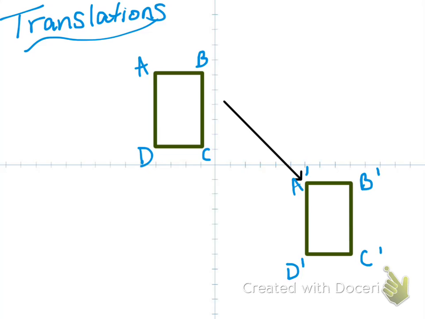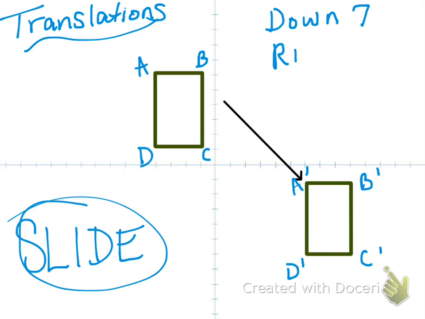And you can see that each of the points correlates with the point with the same letter and the prime, like the apostrophe there. You can do this with prime, or you can also just change the letters and make it W, X, Y, Z. Doesn't really matter either way. So really what we did here is slide. So a translation is a slide. This particular image, we slid or translated it down 7 and right 10.